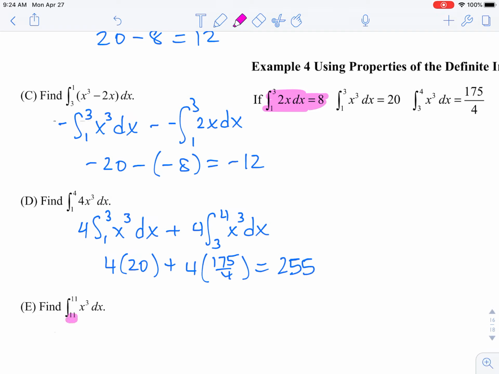And I see in the last example, 11 to 11, the limits are automatically the same, so this is going to equal 0.